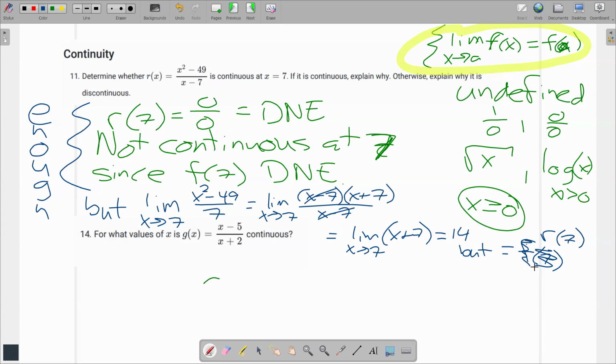Okay, this one is a little bit more work. So eraser, get rid of that mark. Here, I'm going to let you think about this for a minute. For what values of x is g of x continuous? The other one asked when we were discontinuous, this asks when we're continuous. So just think about it for a minute, write something down, and we'll go over it.